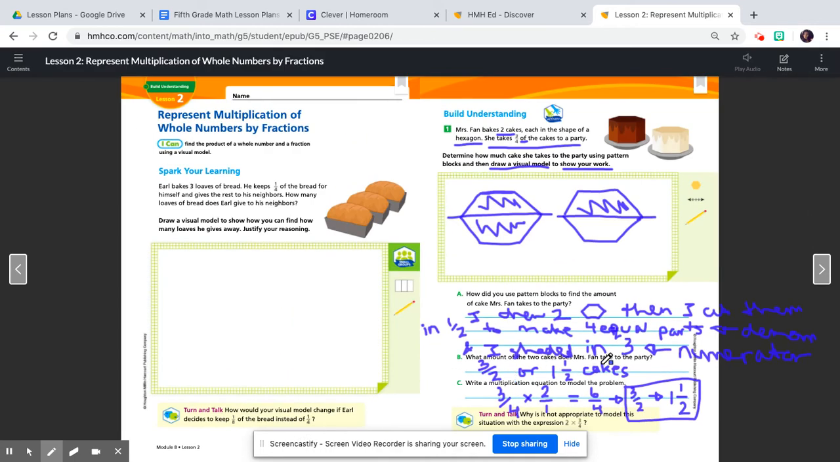So again, the things we did: I drew my 2 hexagon cakes. I cut them into 2 equal pieces each so that I can get 4 equal parts. Then I shaded in 3 of those parts because that's what my fraction told me to do, 3 out of the 4. And that's how I figured out how many pieces of cake she took. She took 1 whole cake and half of another. Okay, I'm going to flip to the next page.